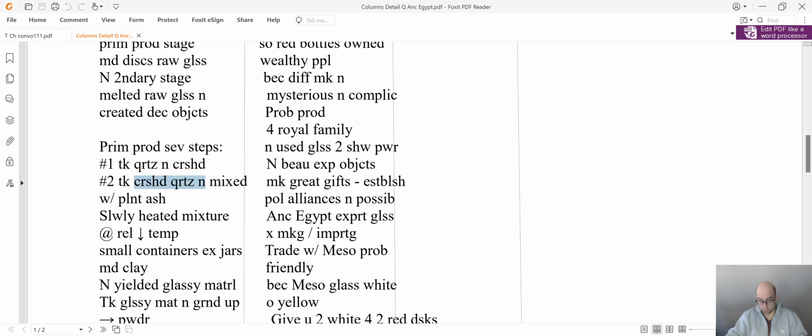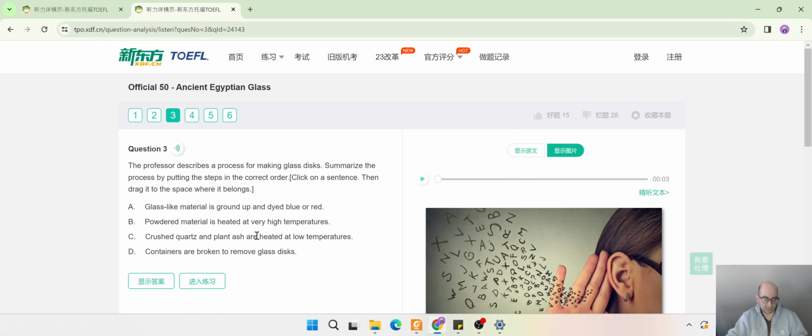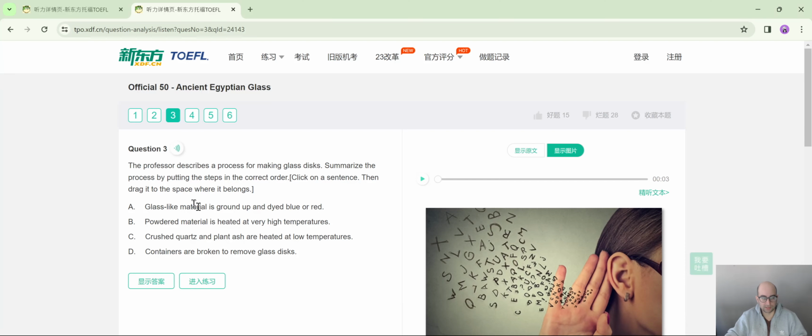Then take the crushed quartz, kind of paraphrasing what they said, and mix it with plant ash. Okay, and there's some other kind of noun there. All right. So quartz crushed, plant ash. Want to find something related to these words and jargon. So glass-like material is ground up and... No, I don't see anything that I read there. That's going to come next or later. Powder material is heated at very high temps. No. Crushed quartz, there we go. Does D have anything about that? No. So you know C is your answer.